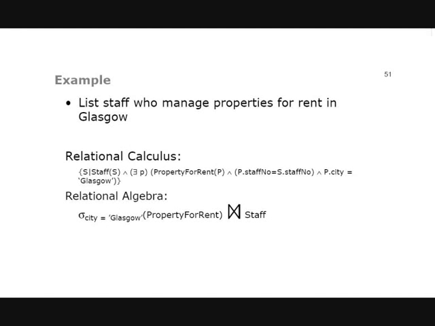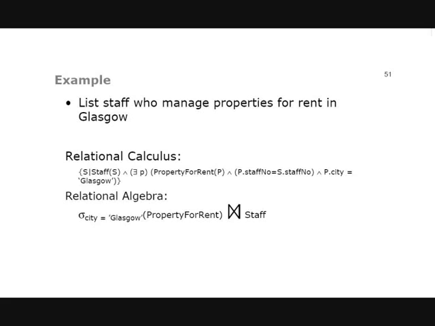So for example, if I have a query like list the staff who manage properties for rent in Glasgow, and I want to specify that in relational calculus, I have to write something along the lines of there, where I get a staff such that there exists a property for rent where the staff number in P is equal to the staff number in S and the city is equal to Glasgow. So I'm specifying what I want as a result of my query, but not how that query is going to be executed. From that point of view, it is non-procedural.